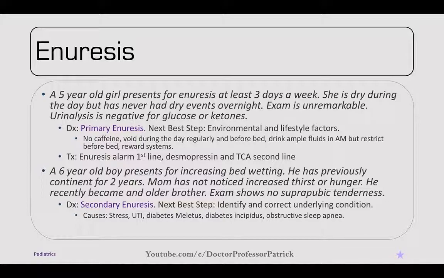Next case, we have a 6-year-old boy who presents with increasing bedwetting. He has previously been continent for 2 years, and his mom has noticed no increased thirst or hunger, so not a DKA or diabetes type picture. And he recently became an older brother. Exam shows no suprapubic tenderness, so there are no UTI-like symptoms. So the diagnosis here would be secondary enuresis. And the next step is to identify and correct any underlying condition. So some of the causes are stress and UTIs, diabetes or diabetes insipidus, and obstructive sleep apnea.